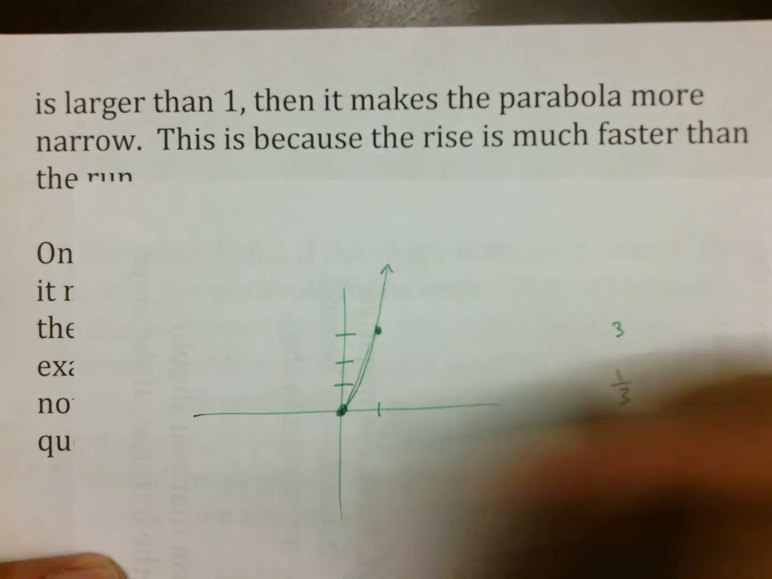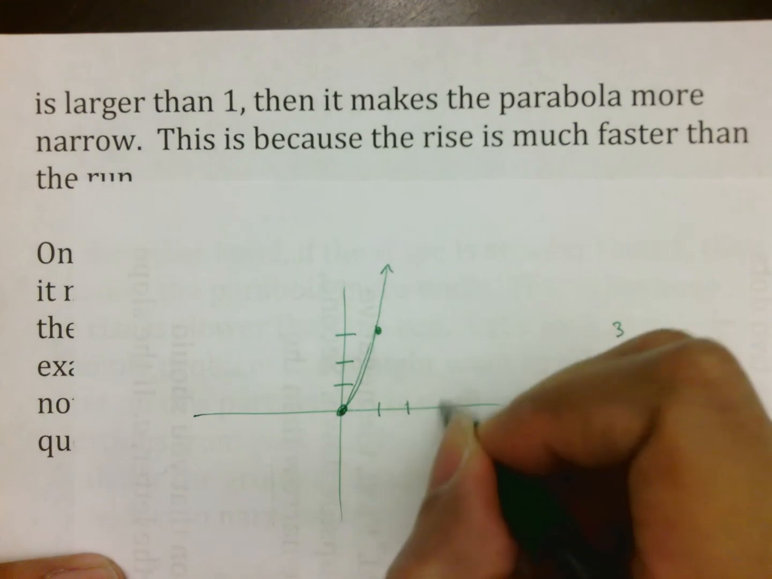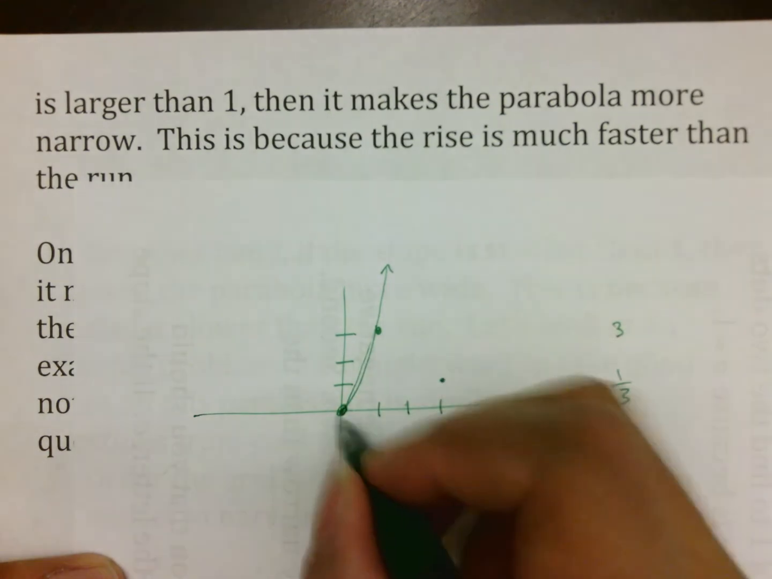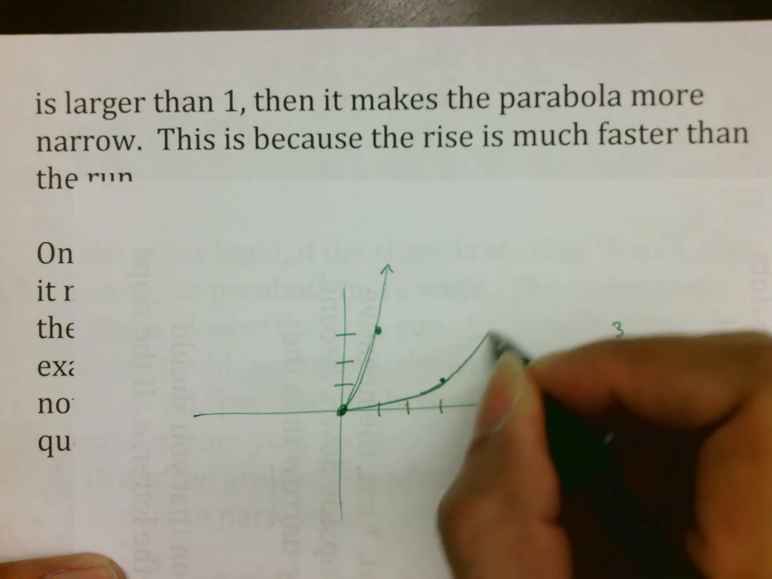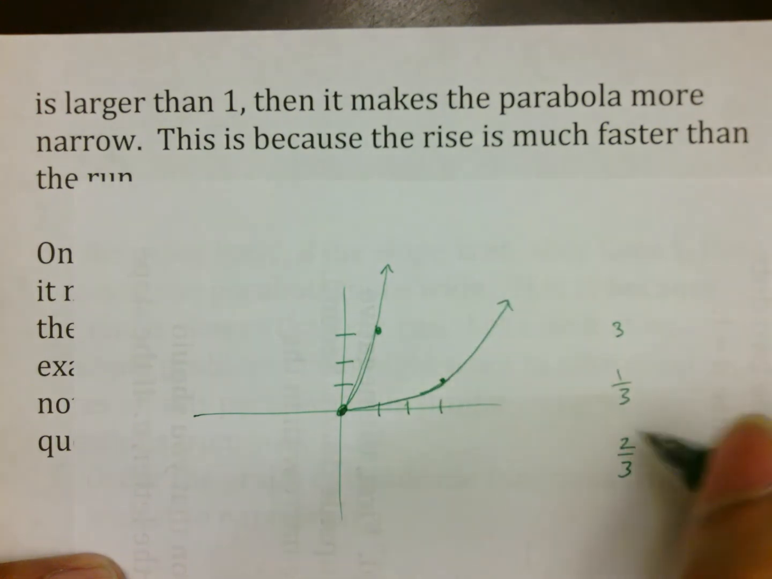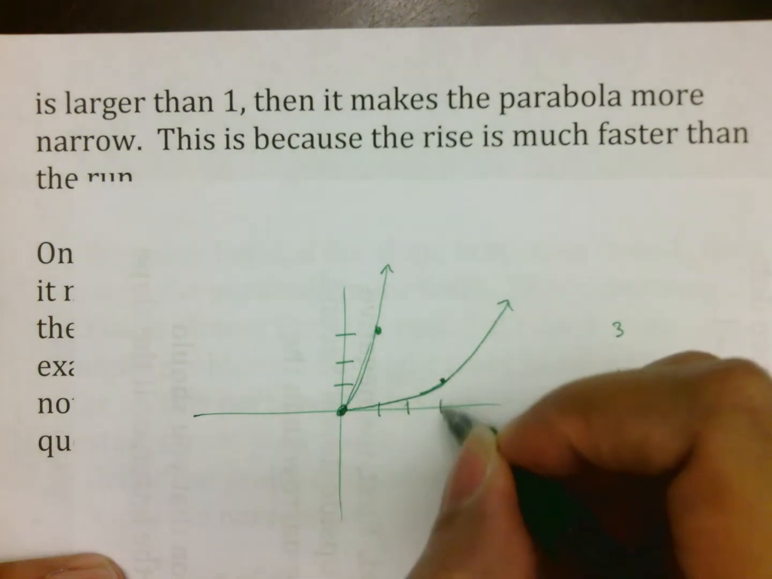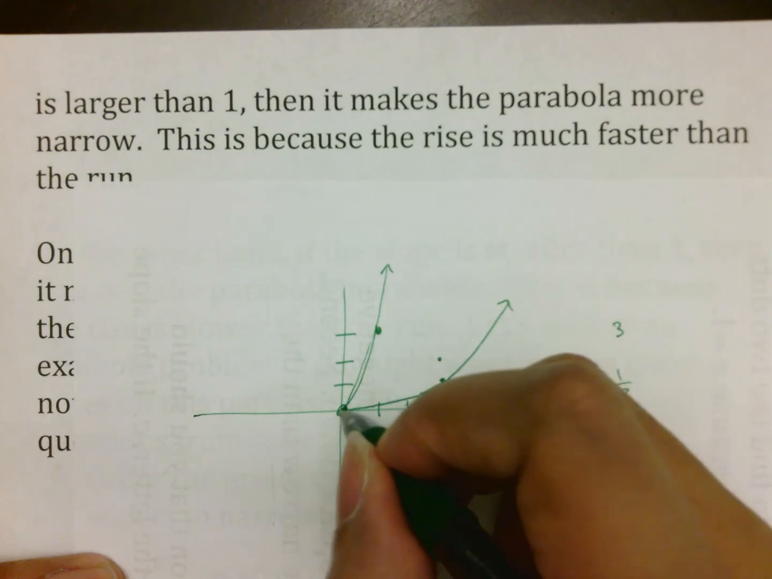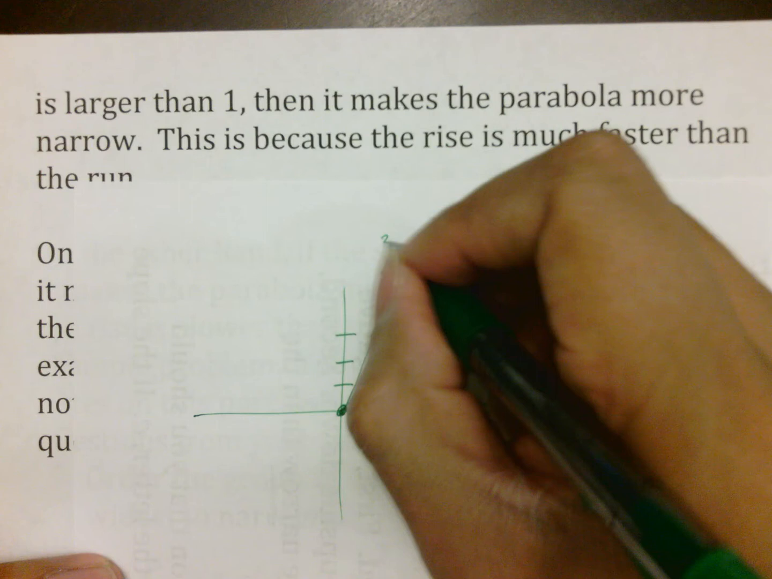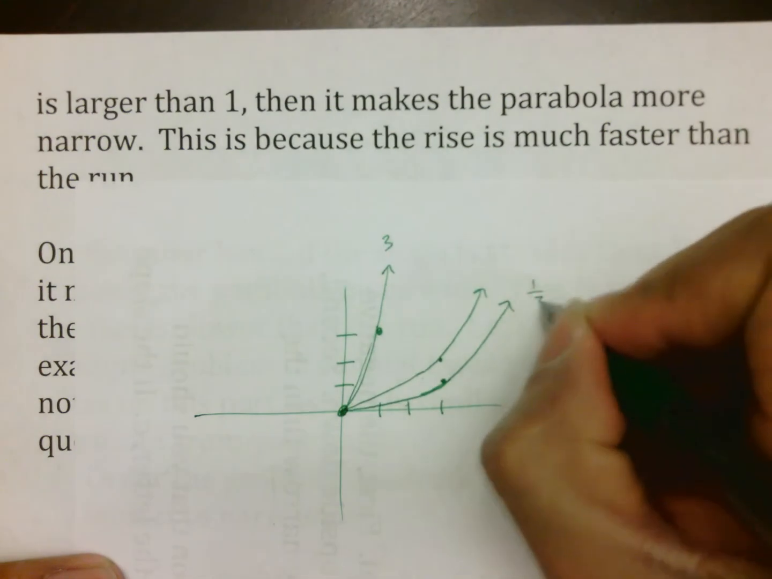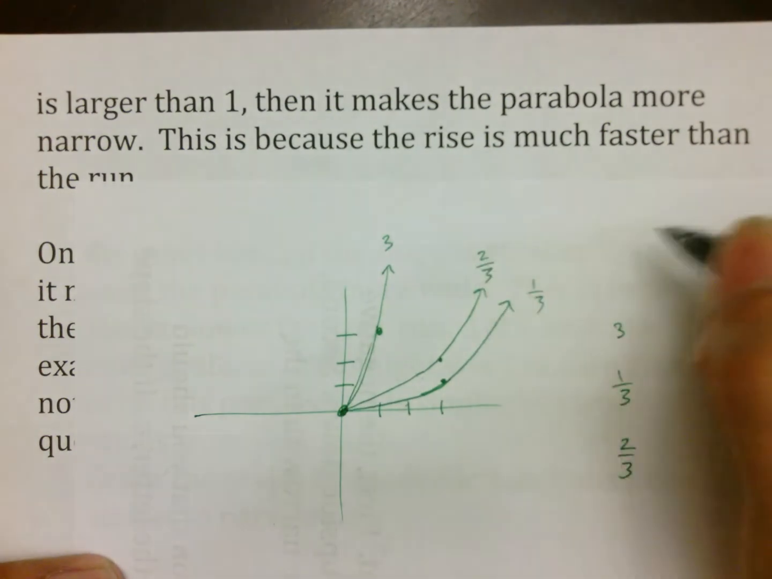1/3 means I go up 1 over 3, which means that that parabola would have to go way over here in order to get its shape. 2/3 means up 2 over 3, which is about here, which means that that parabola is going to go about here. Again, this is 3, this is 1/3, this is 2/3.